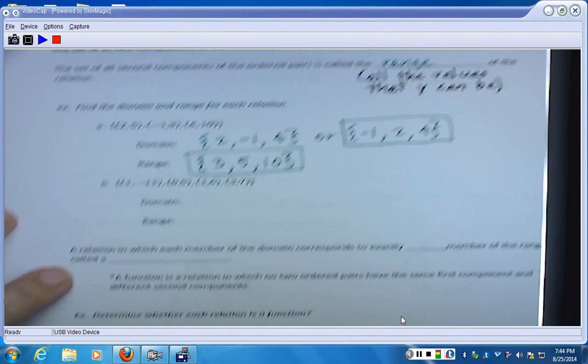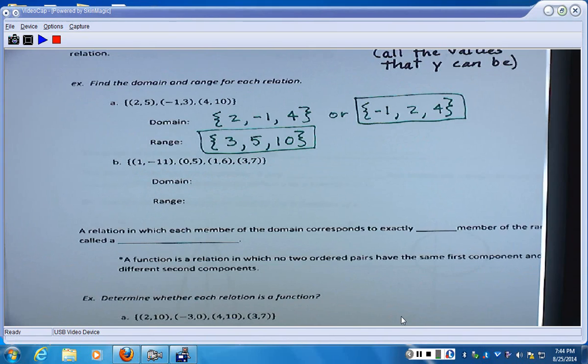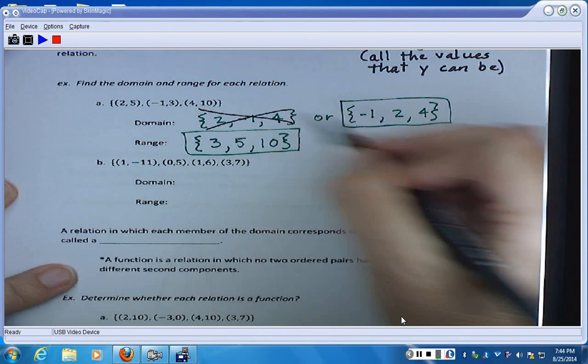Okay, what's the next one? Probably some of you already figured it out. Figure out what the domain and the range is. If a number's used more than once, you don't have to write it more than once. Just write it in order.